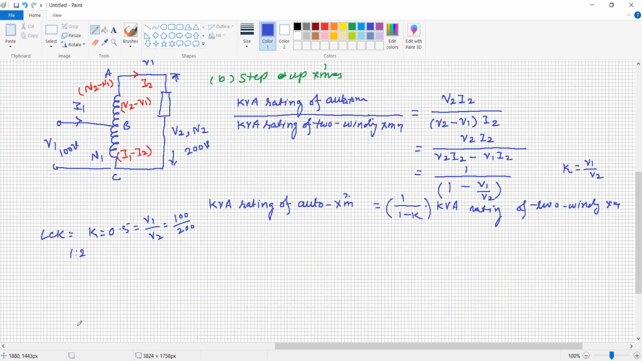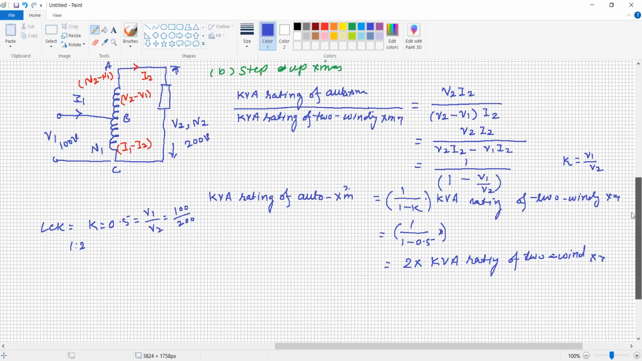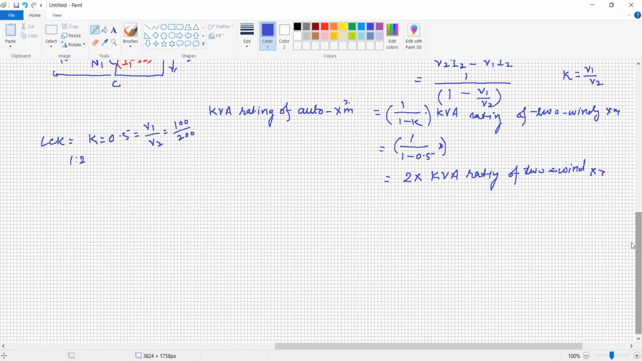Means if the same transformation ratio we have taken for the auto transformer, then K is equal to 0.5. It is 1 upon 1 minus 0.5, which is again 2 multiplied by the kVA rating of the two winding transformer. It means that when a two winding transformer is converted into an auto transformer, the kVA rating is more than the two winding transformer, isn't it? And it is the same percentage for the step up and step down transformer. It is common for both. So this is a very important conclusion, because we are going to compare the two winding transformer and the single winding auto transformer.